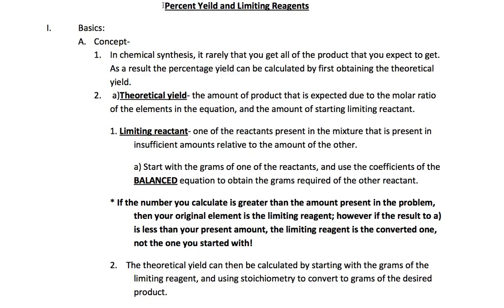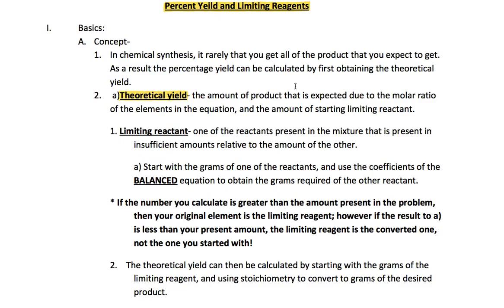Today we're going to be looking at percentage yield, or percent yield. Basically, in percent yield we're looking at a chemical reaction. We're expecting to get some amount, but we actually get another amount. The amount that we expect to get based on mathematical calculations is called your theoretical yield.